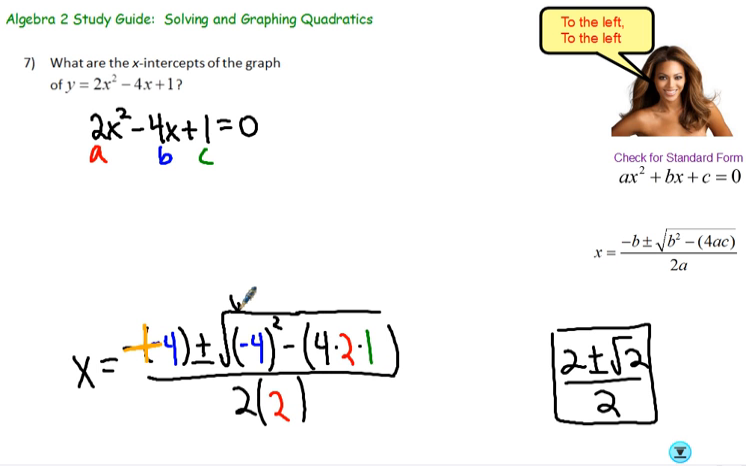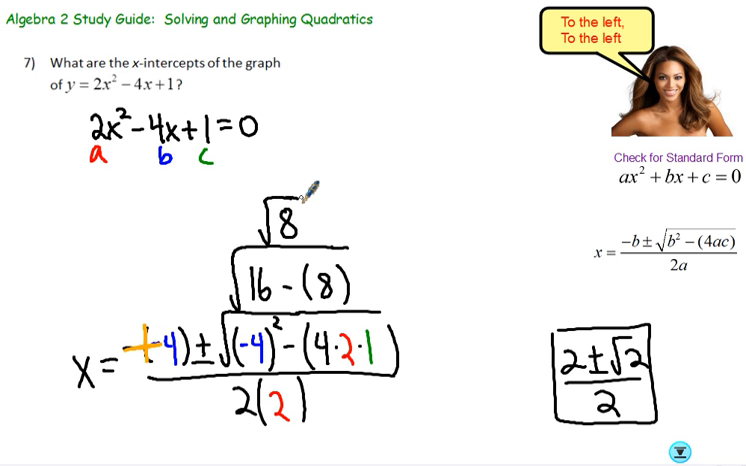Let's make our cake. Simplify what's underneath the radical. Negative 4 squared, which would be 16. Again, that's negative 4 squared, not negative 4 times 2. Minus 4 times 2, which is 8, times 1, which would be 8. So 16 minus 8, you get a positive 8.